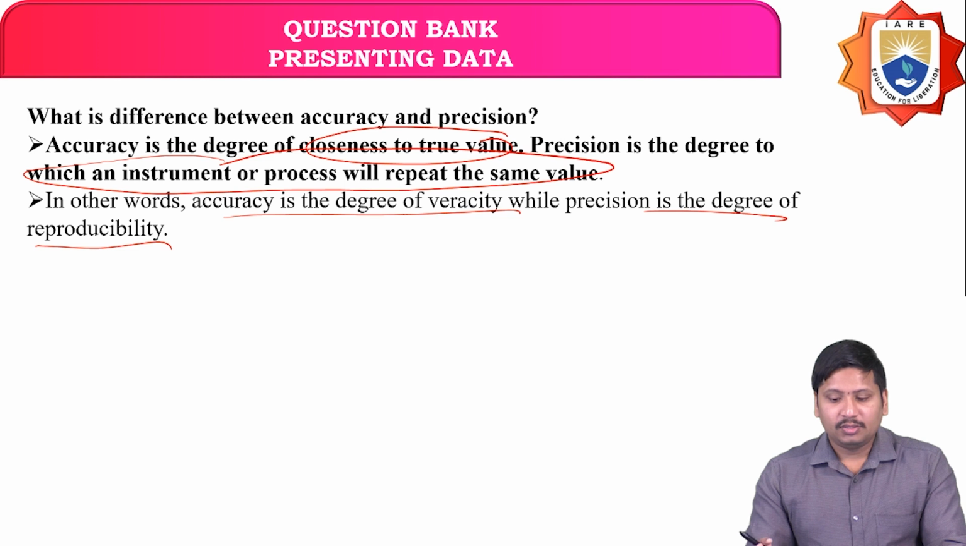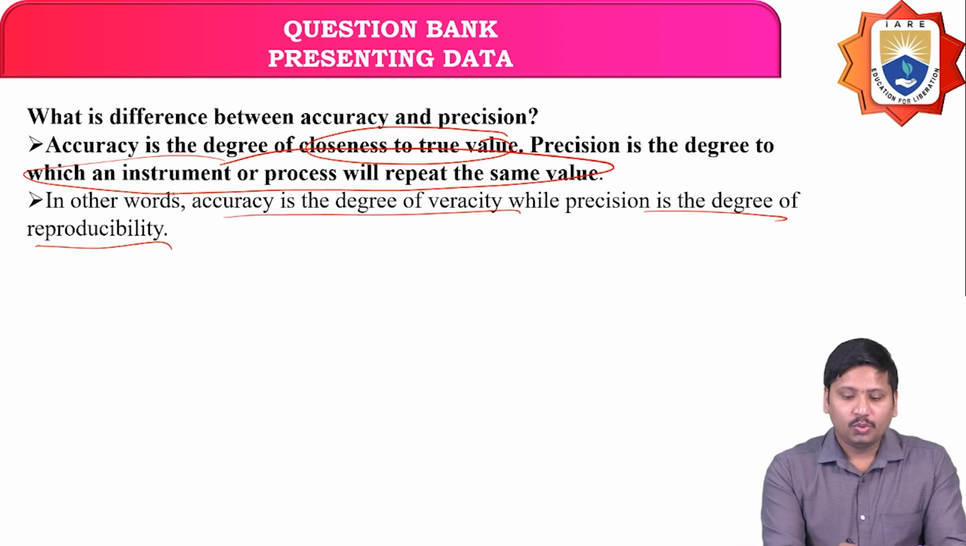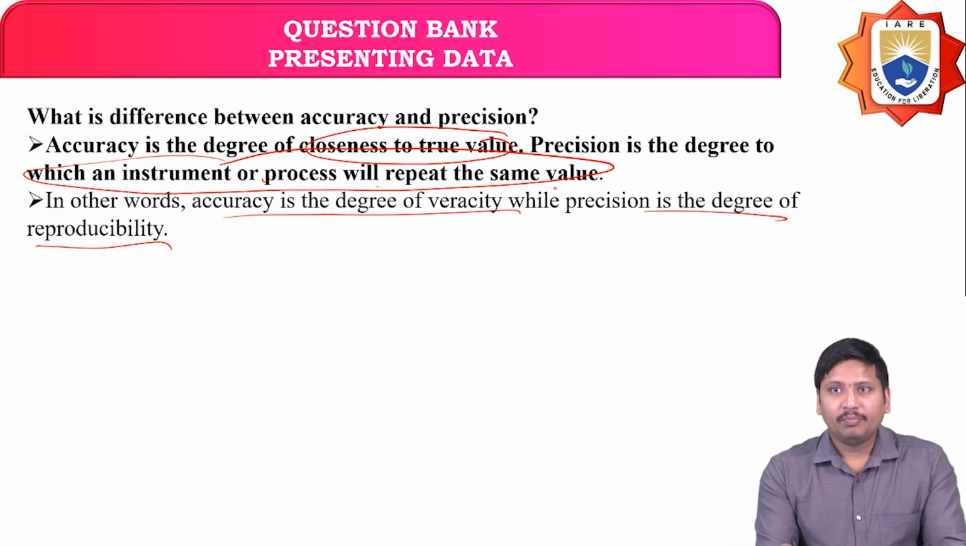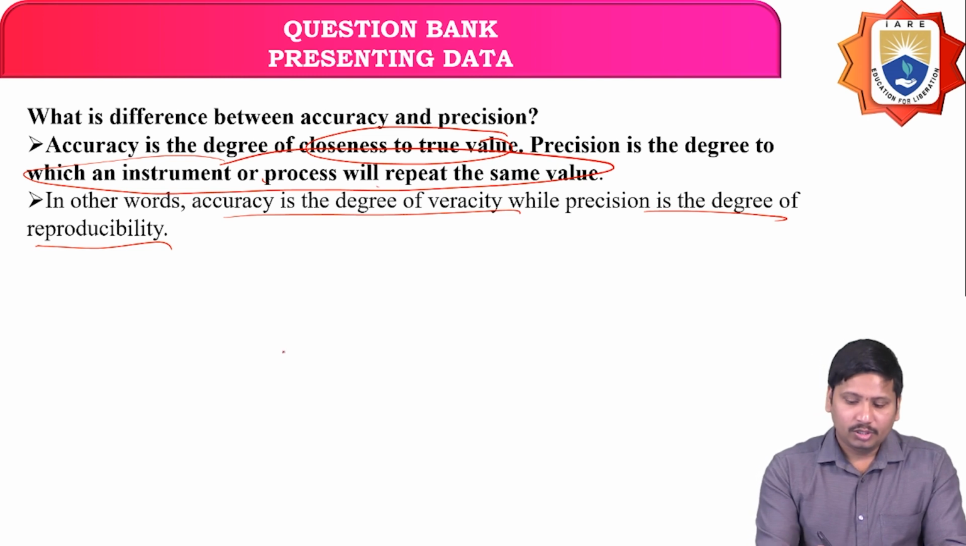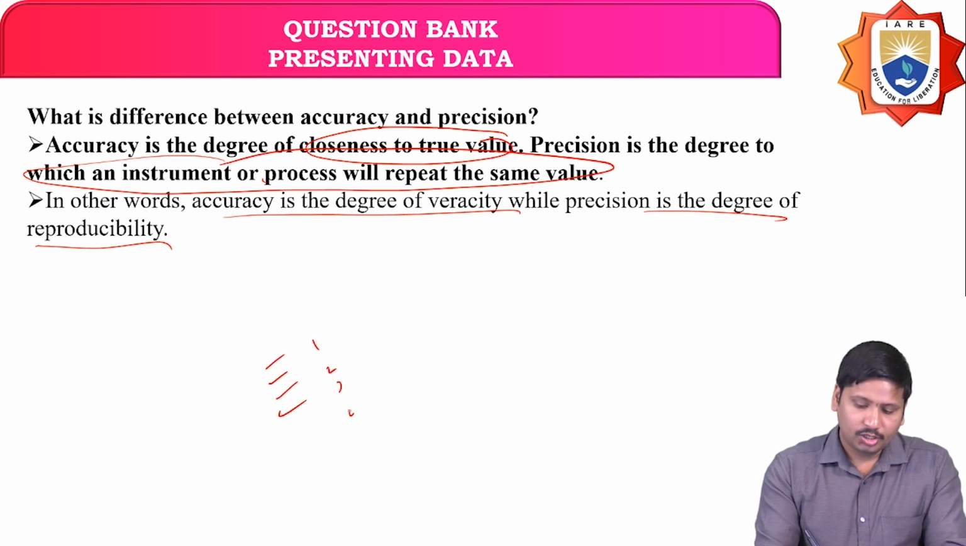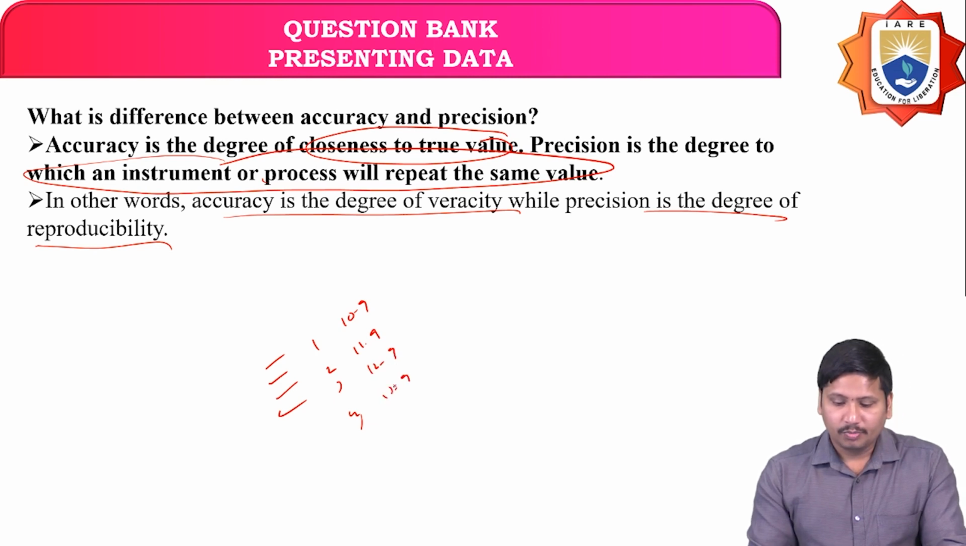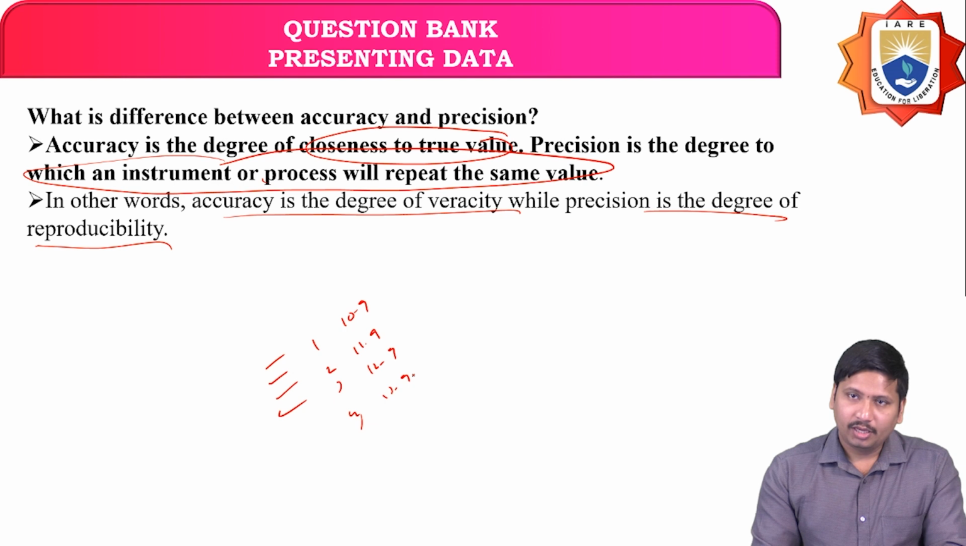So these are the things that cause confusion, accuracy and precision. Precision is the degree to which an instrument or process will repeat the same value. Suppose I'm doing some experiments, 1, 2, 3, 4, 5. For the first experiment, I got the values 10.9, 11.9, 12.9, 13.9. If I do the same thing again and get the same values, then we can consider it as precision.